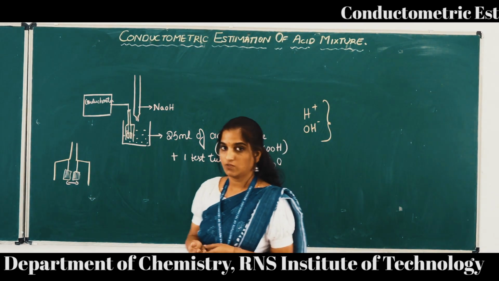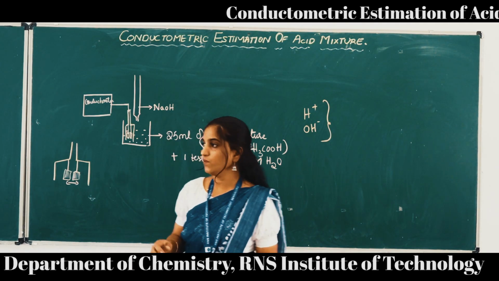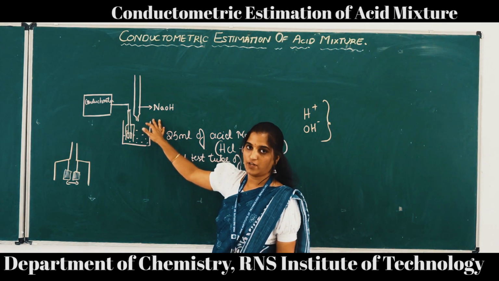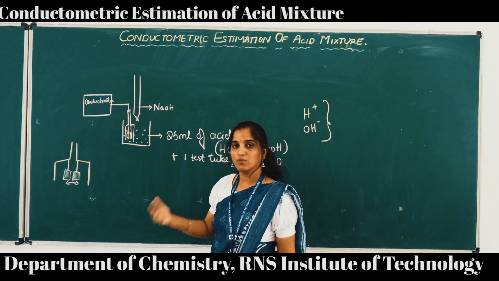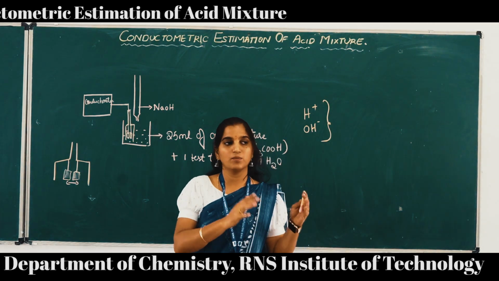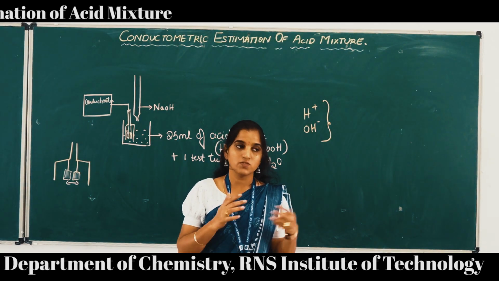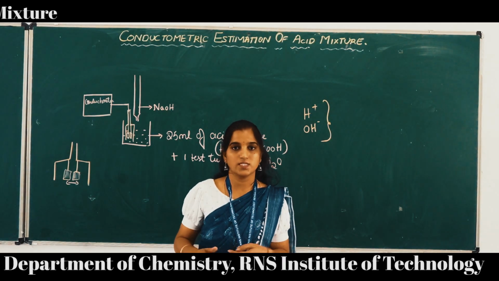That is nothing but the experiment. During the titration, we will add the titrant in increments of 0.5 ml, that is, add 0.5 ml of NaOH. We should wait for 2 to 3 minutes for the completion of the reaction. Then we should note down the reading, and continue the same thing.